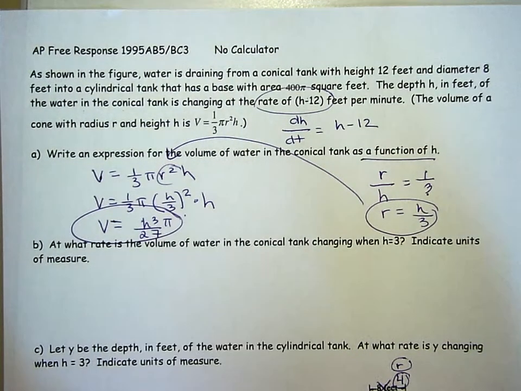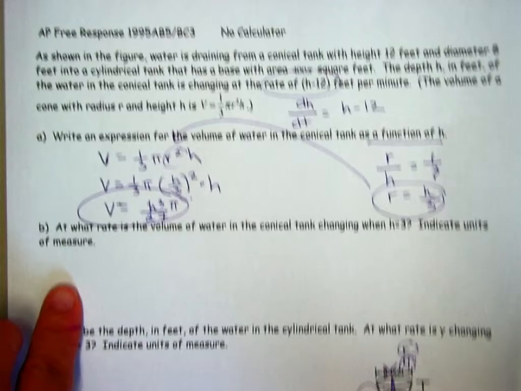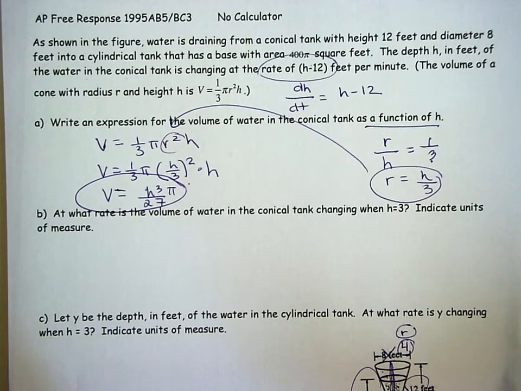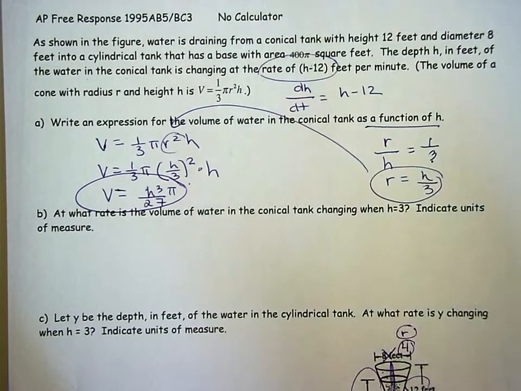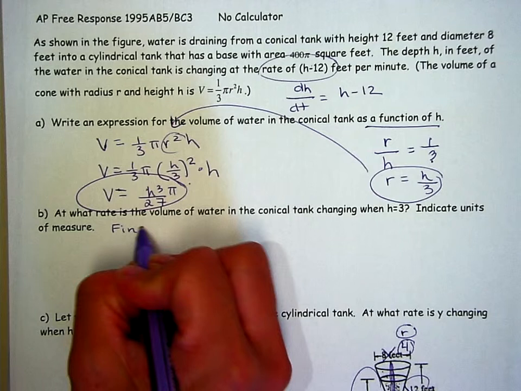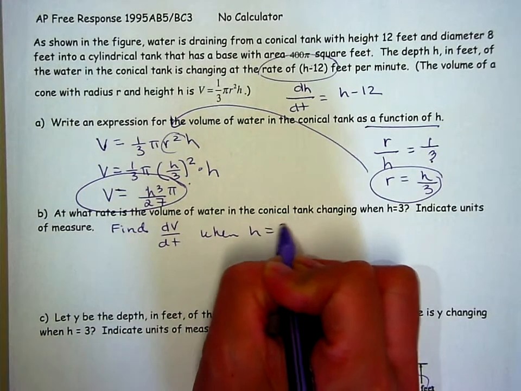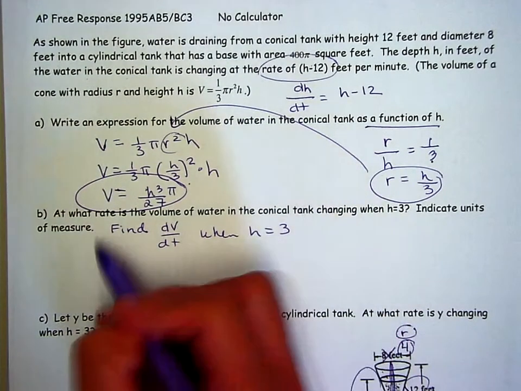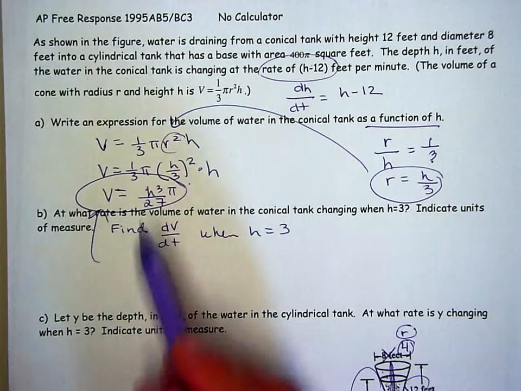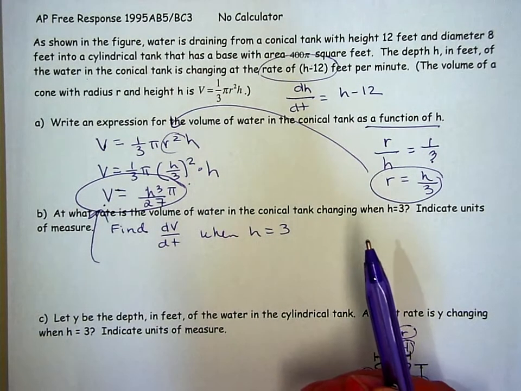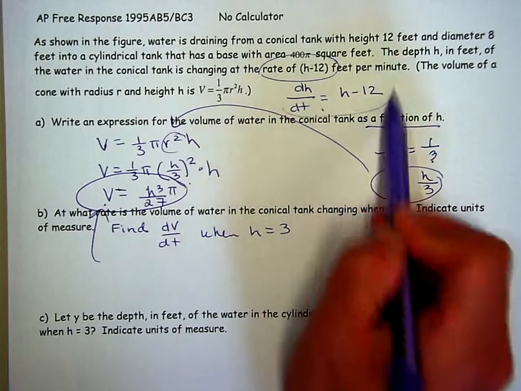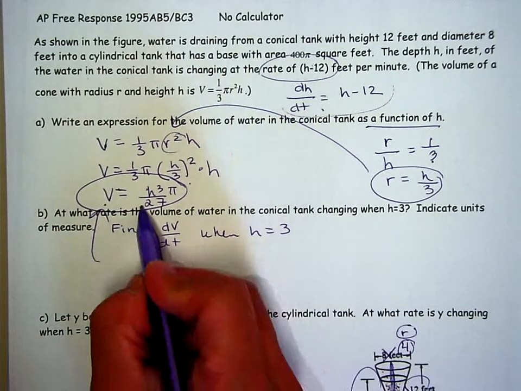Okay. Part B, at what rate is the volume of the water in the conical tank changing when h is equal to 3? So they want to find dV/dt when h is equal to 3. I'm going to start with the equation that I have from part A. I need V, and I know dh/dt is what you're given, so I'm going to go ahead and just take the derivative of this.